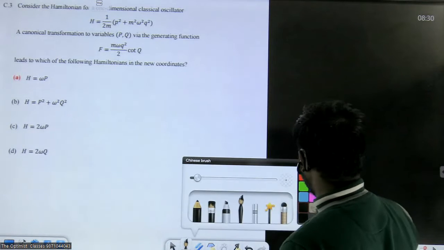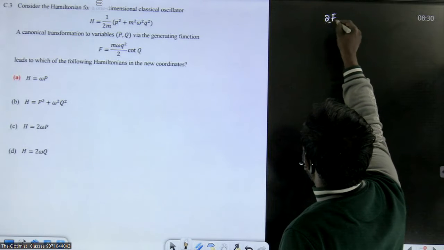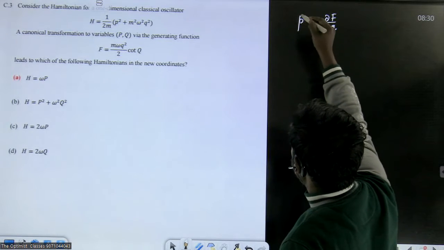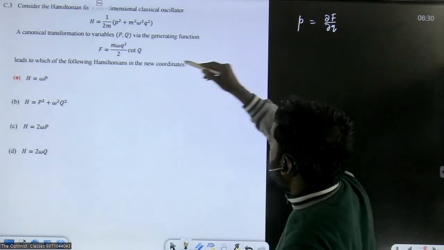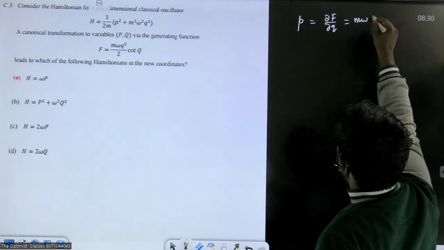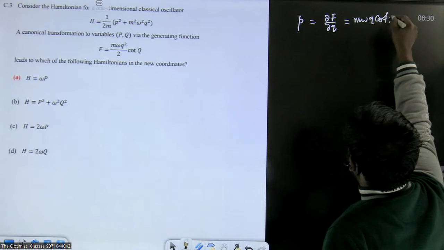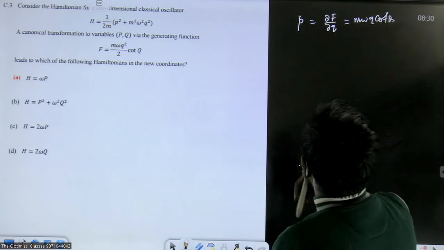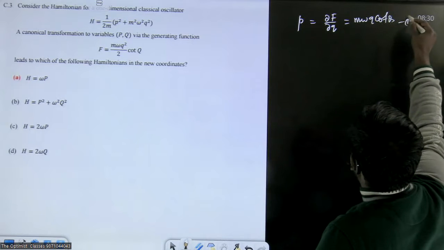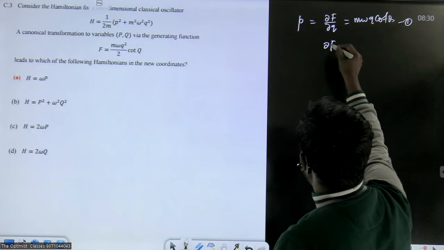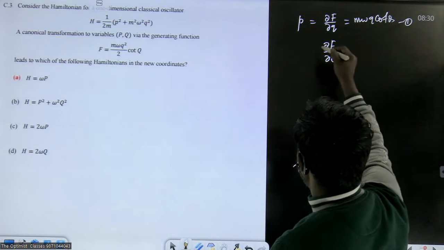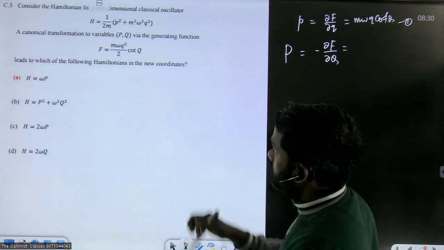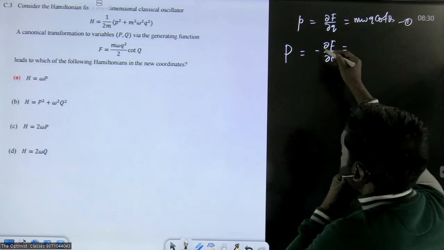The differential relation here is del F by del q, since it is a function of q. If you differentiate it with respect to q, you get p. So now you differentiate this generating function with respect to q, and you get m omega q times cot capital Q. That's what we have, so let's call it equation number 1. Another differential relation is del F by del capital Q, because it is a function of capital Q, with a negative sign. This is equal to capital P. When you differentiate with respect to capital Q, you get minus cosec square Q. So minus, and this minus becomes plus.